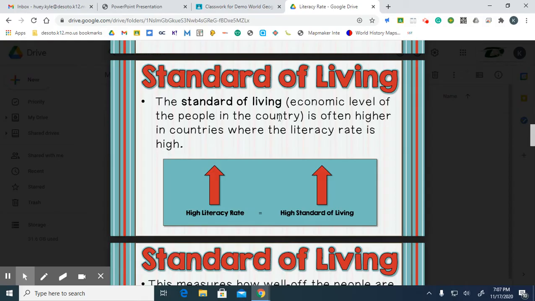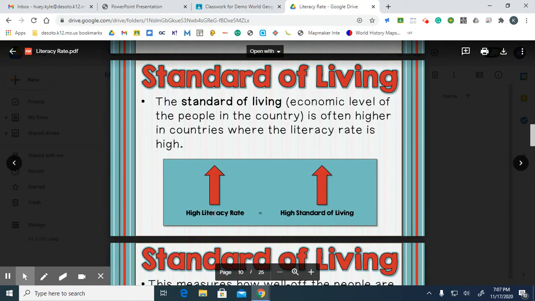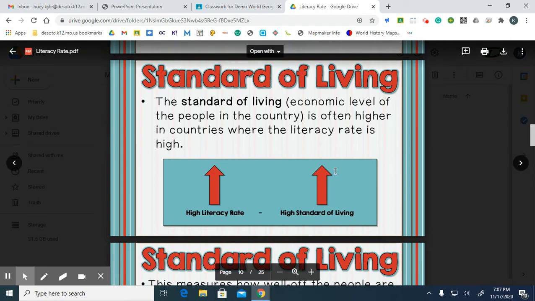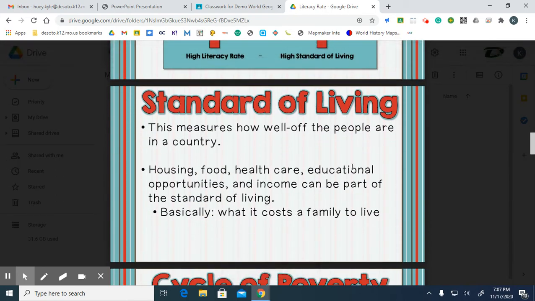The standard of living is often higher in countries where the literacy rate is high. So, high literacy rate equals high standard of living. Low literacy rate equals low standard of living. Okay, so you see that here. High literacy rate, arrow going up, equals high standard of living, arrow going up. Okay. Basically, the standard of living measures how well off the people are in that country.